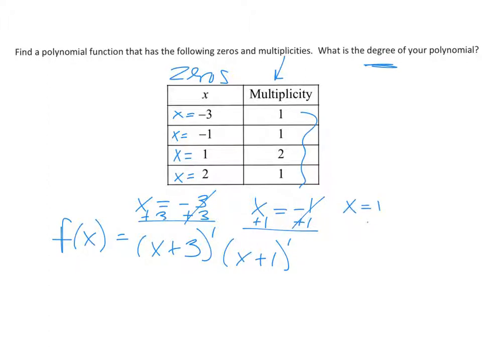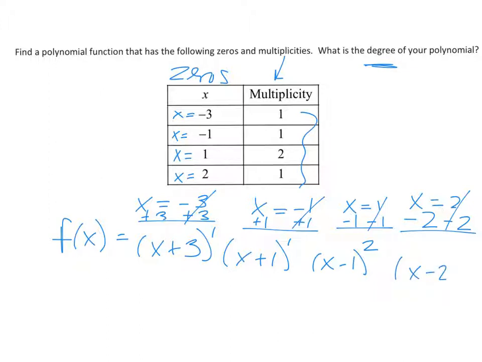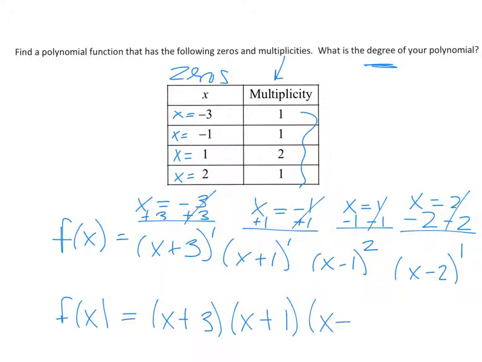X equals 1, I'm going to bring that back to the x, so I have x minus 1 inside my parentheses, but that has a multiplicity of 2, so that'll end up getting squared. And then this one says x equals 2, so I'm going to subtract 2. I have x minus 2 in my parentheses now with a multiplicity of 1, so the power is 1. So if I want to write this, you guys really don't have to write the exponents of 1. So this is my polynomial function.